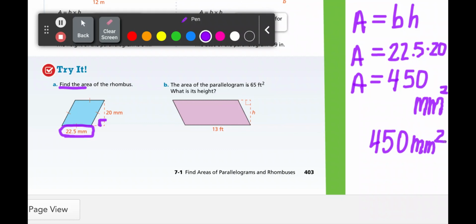And you should have all of that work shown every time we do your homework questions, every time you're doing these questions in the classroom. I want to see each of these steps: that you're writing the area formula, that you're plugging in the numbers, and that you're then solving it. And your answer should have the units.